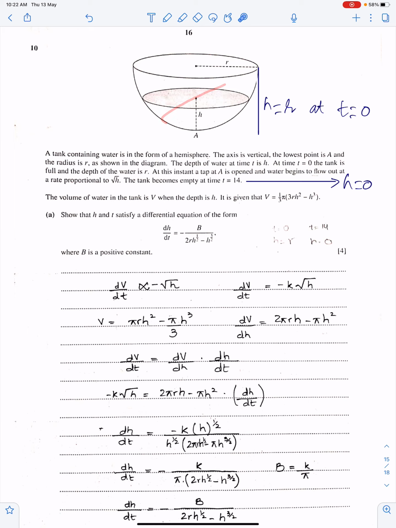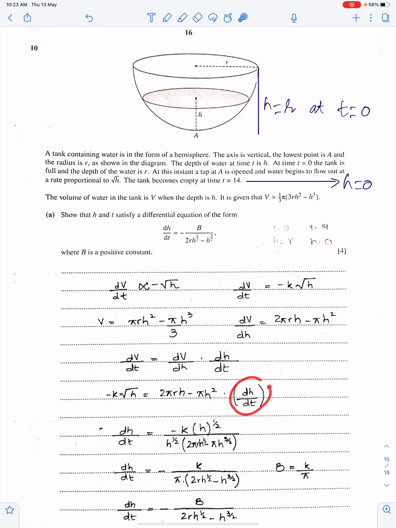Volume of this hemisphere. Now we have to show this equation. We have to use the chain rule. Why? Because the rate of volume is given and the rate of depth is required. When one rate is given and another rate is required, we always use the chain rule. For the chain rule, we must have dV upon dh, and we can easily get dV upon dh by differentiating this equation with respect to h, which is here. Now by substituting the values of these two quantities into this chain rule formula, we have this.